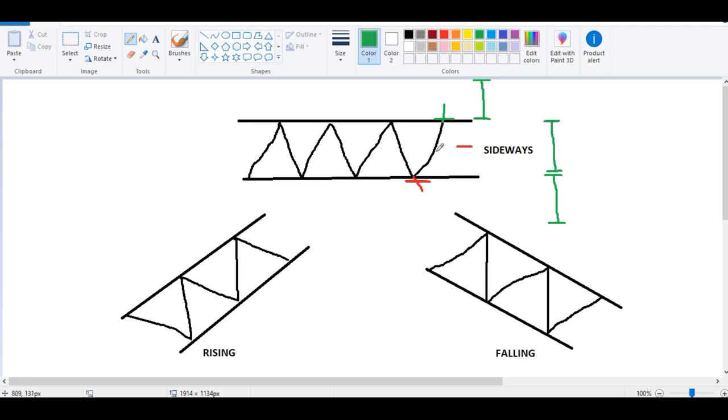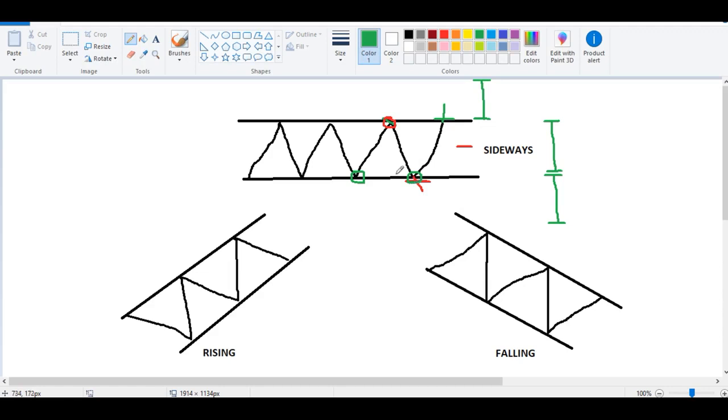Now the second way we can trade a channel is where we will buy at the bottom of the channel, the lower end of the channel, okay, keeping my target as the upper end of the channel, which is right here. Okay, and the other way is where we sell at the resistance point at the upper end of the channel, keeping the lower end of the channel as my target.